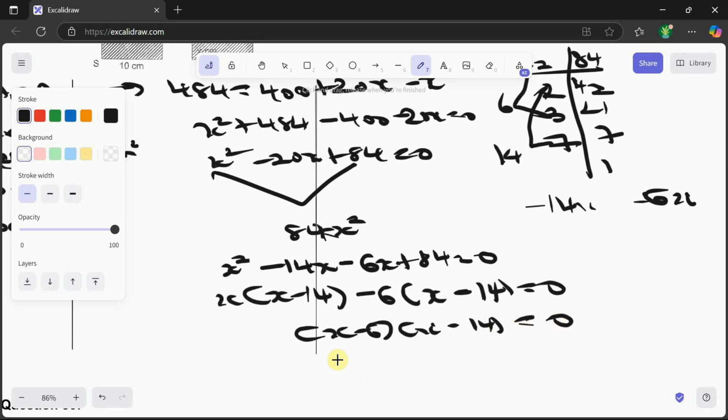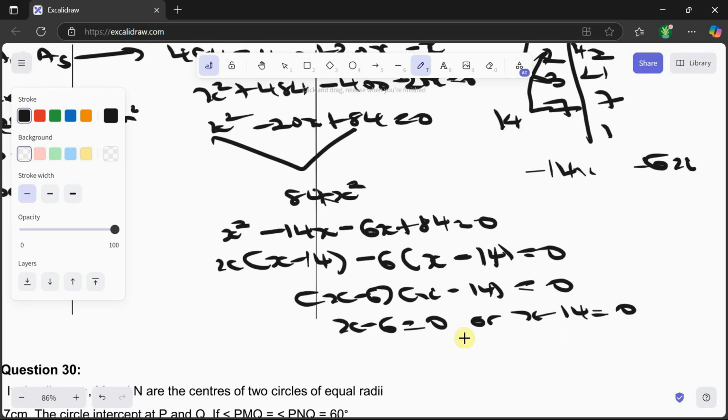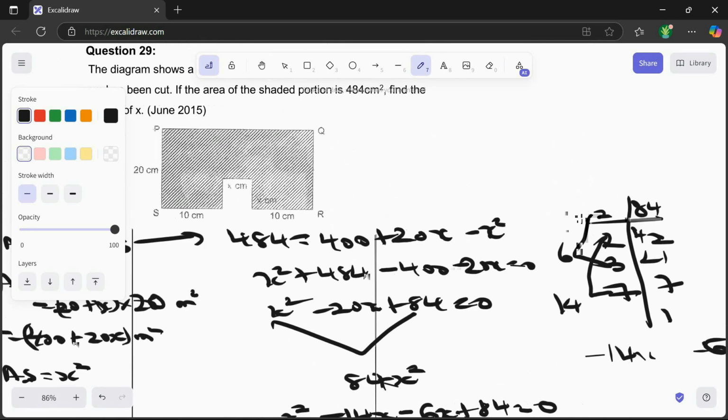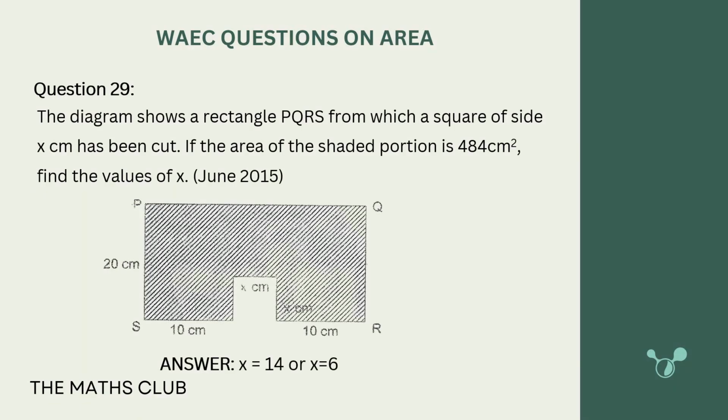So x minus 6 is equal to 0, or x minus 14 is equal to 0. From this we could say that x is equal to 6 or 14. So these are the values for x. Great. So x is equal to 14 or x is equal to 6.